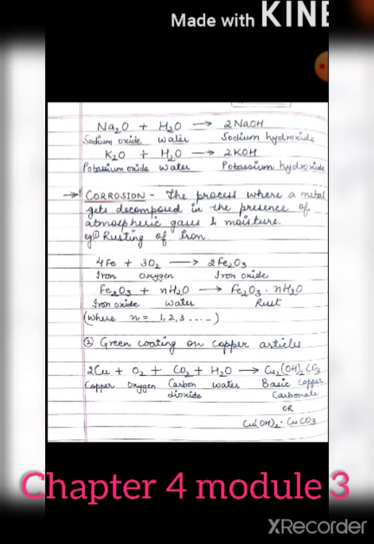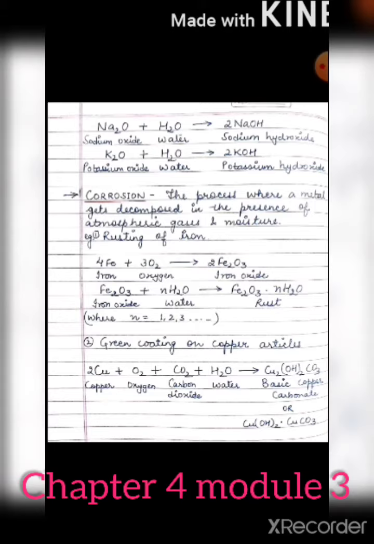So the next topic is corrosion. The process where a metal gets decomposed in the presence of atmospheric gases and moisture is known as corrosion. So example 1 is rusting of iron. As you all are aware about the rusting of iron, it is because the oxygen and water present in the atmosphere react with iron metal, decompose it and form rust.